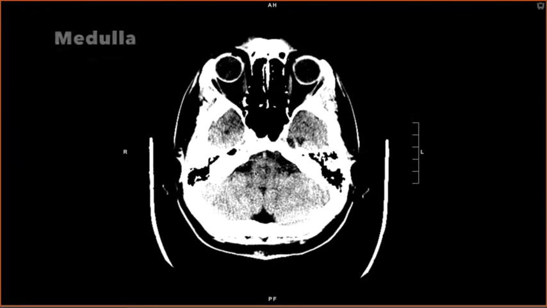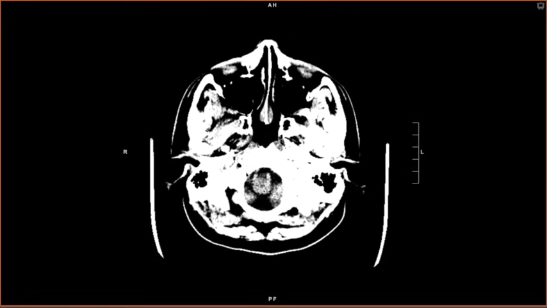More inferiorly, we have the medulla and then the spinal cord. This here is the foramen magnum. Notice that there's CSF surrounding the spinal cord here and that the cerebellar tonsils don't crowd this area on a normal CT scan. That'll be key.